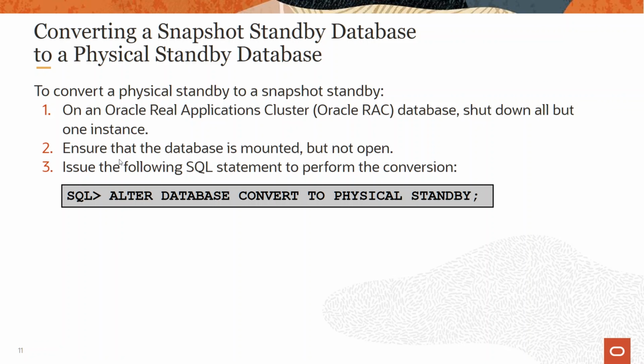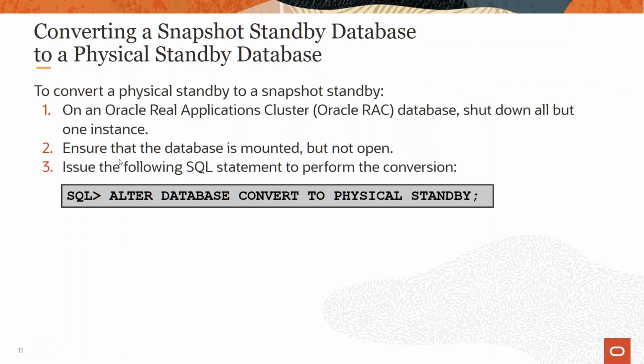So we have a flashback log, a flashback database feature implicitly enabled, even though you haven't enabled the flashback feature. When you convert to a snapshot standby database, flashback database is implicitly enabled. So you will see flashback logs in the fast recovery area. So you have to have enough space.